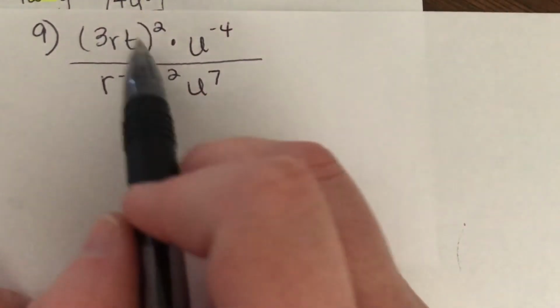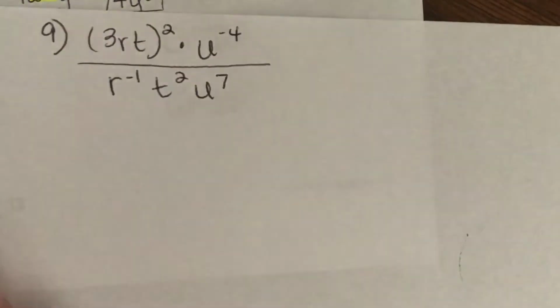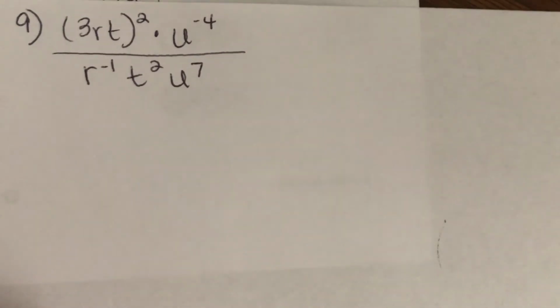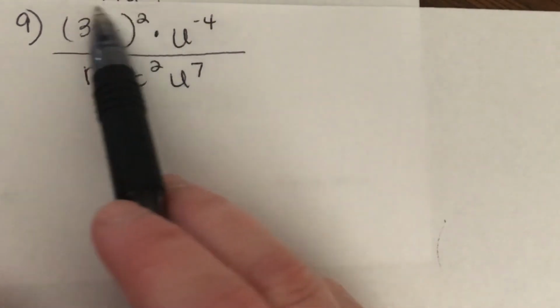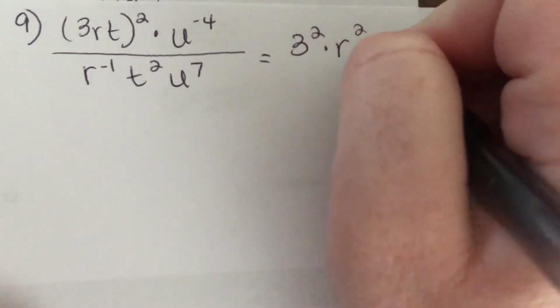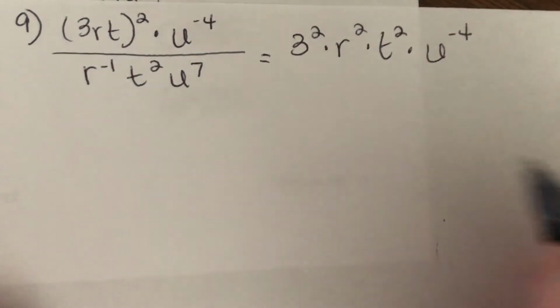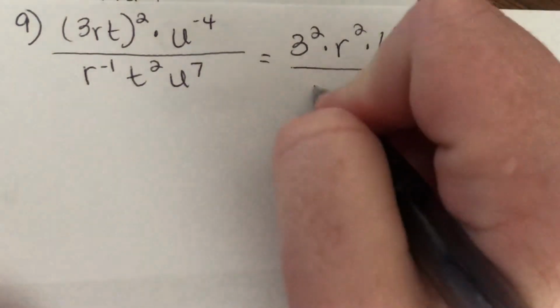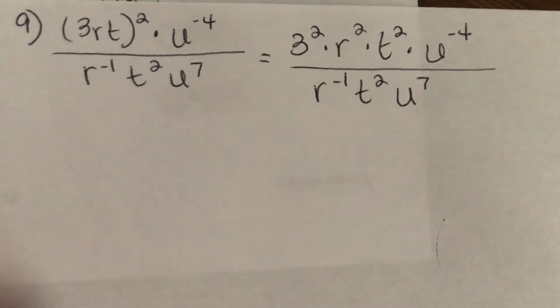First thing I want to do is get rid of parentheses. Remember when you use PEMDAS to solve, you're still using it in this other math, right? We're still using parentheses, exponents, multiplication, divisions, addition, subtraction. We're still going in that order. So I've got parentheses here. I got to simplify the exponent by distributing it. So this is going to become 3 squared times r squared times t squared, and then I still have this u to the negative 4 on the end, all over r to the negative 1, t squared, u to the 7th.